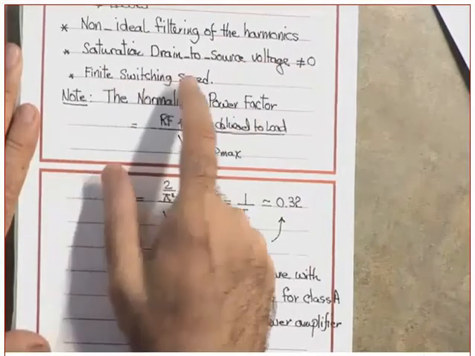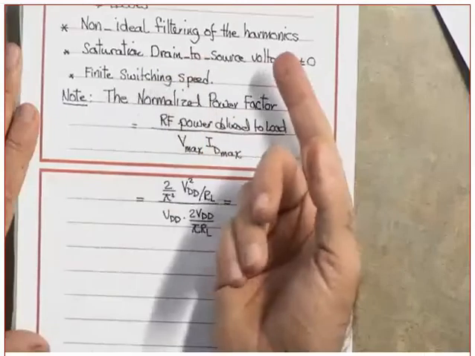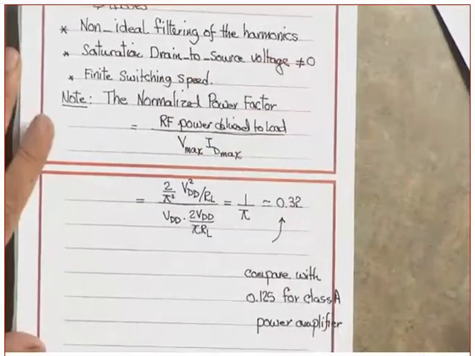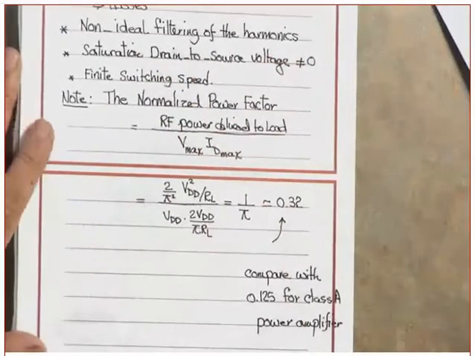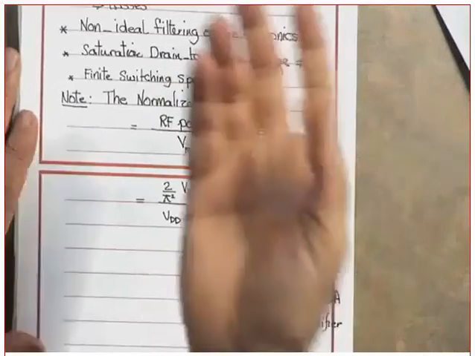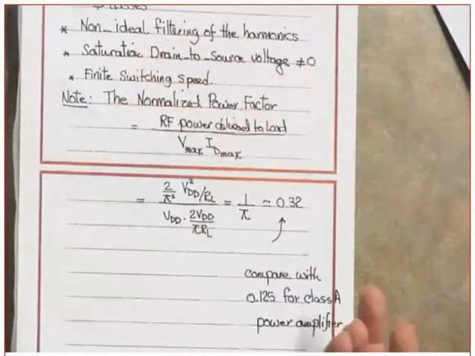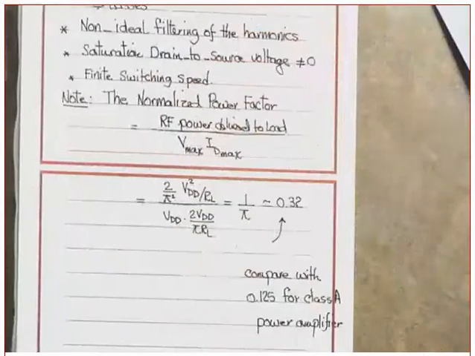Okay. The finite switching speed, what is this all about? Going from the on to the off. Is that done in 0 seconds? It's not done in 0 seconds. You still need to go through the saturation. And during saturation, you are going to have some power losses.